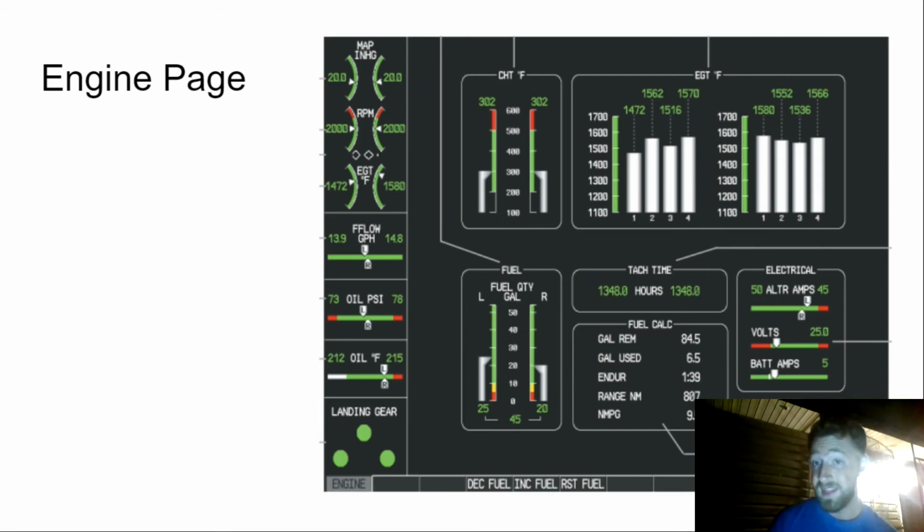And if the temperature exceeds the normal range, the temperature above it in green will go away, and it will be replaced by a dashed white line. So that's something to look out for. Underneath there, we have our fuel quantity gauges. Right next to there, we have our tach time over our fuel calculations. So just some quick fuel numbers there. Next to that, we have our electrical information, and then under there we have our flap indication.